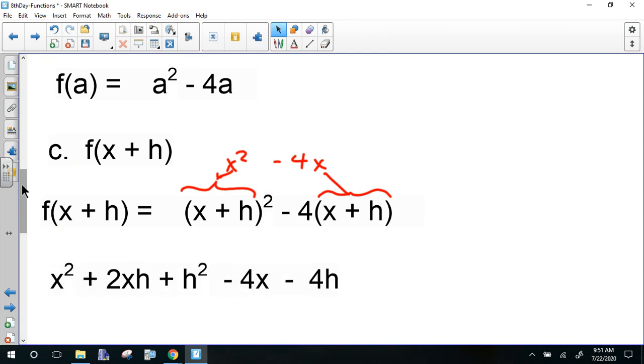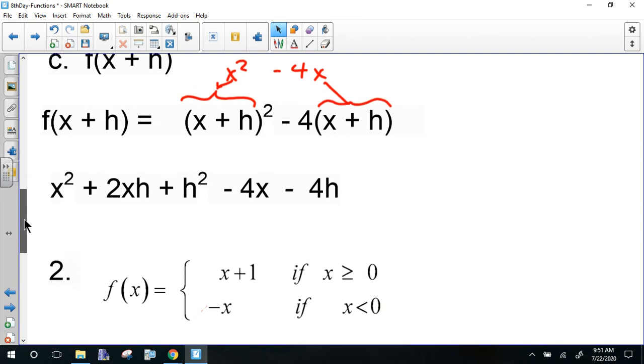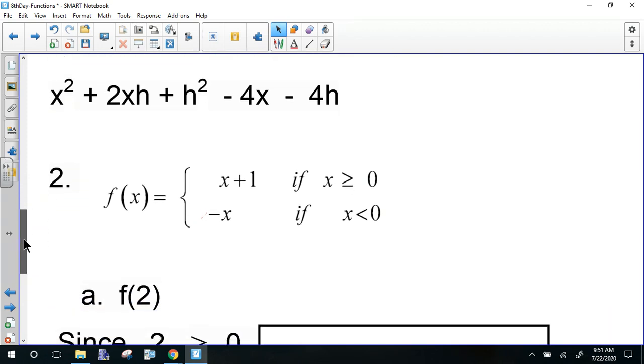So x plus h all squared is x squared plus 2xh plus h squared. And negative 4 times x is negative 4x. Negative 4 times h is negative 4h. Look to simplify any common terms. This one does not simplify any further.